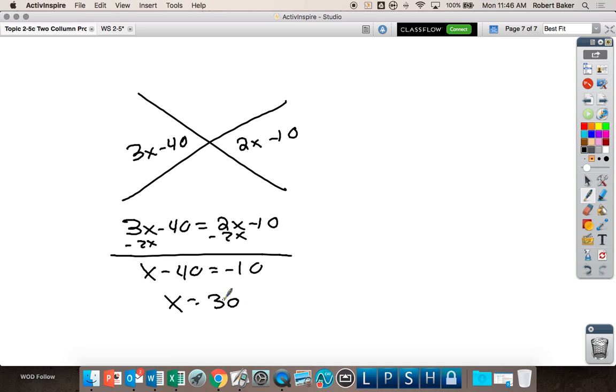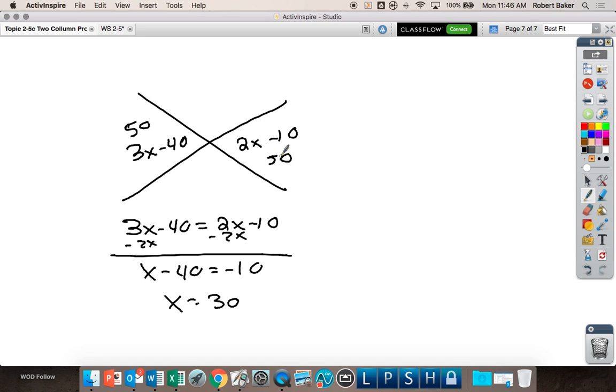You should be able to plug that back in and check your math. 90 minus 40 is 50. 60 minus 10 is 50. Verified. x equals 30 and the angles are 50 degrees each. So we used a proof to verify a theorem, and now that you know a theorem exists, you should be able to apply that theorem.